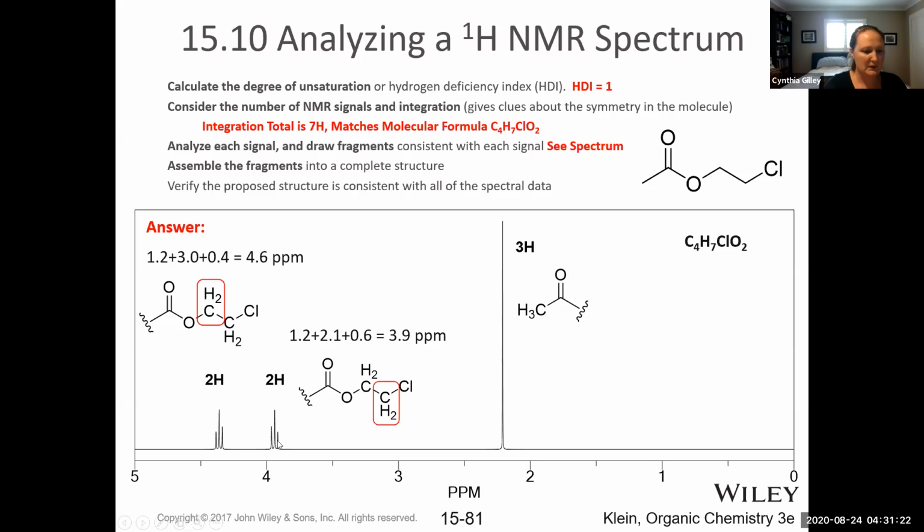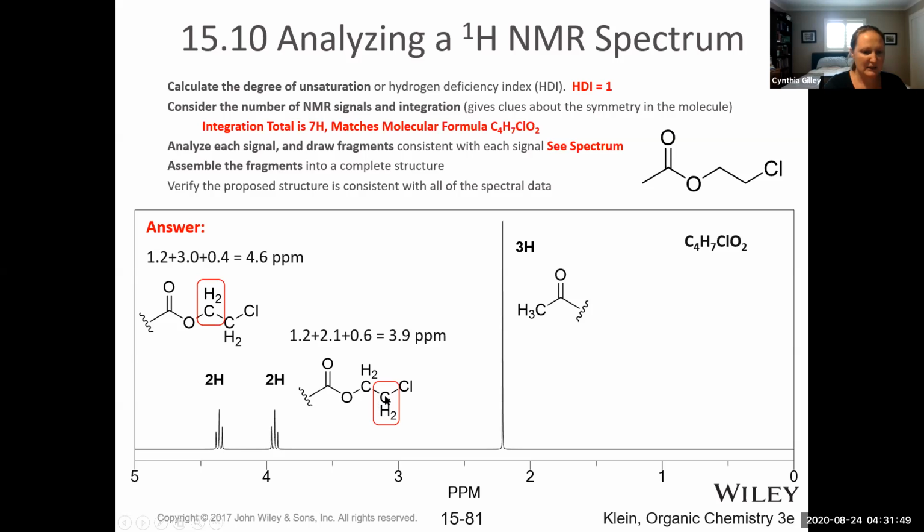I would look at the multiplicity and see, okay, it's a triplet, which means it has 2 neighbors, right? So next to my CH2, I'm going to write CH2, because I have 2 hydrogen neighbors. And then I'm going to think about the chemical shift. At around 4, maybe it's next to something electronegative. So what do I have that's electronegative? Well, I have both a chlorine and an oxygen, right?